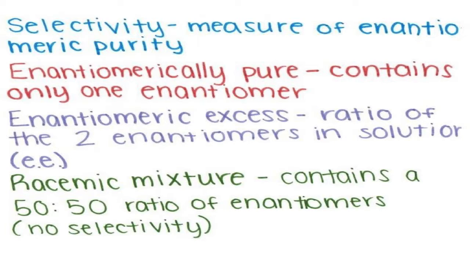Chirality is important when we talk about selectivity, which is the measure of the enantiomeric purity of a solution. For a solution to be enantiomerically pure, it must contain only one enantiomer. If a solution contains more of one enantiomer than the other, it will be an enantiomeric excess, which is expressed by a ratio of the quantities of each enantiomer. A racemic mixture is a special case in which a solution contains a 50-50 ratio of enantiomers.